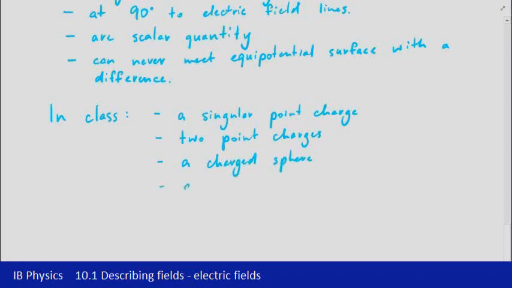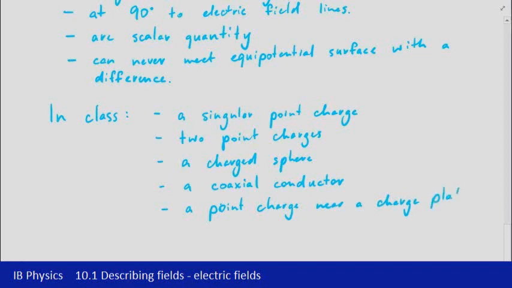Another one that's fairly common is a coaxial conductor. That's basically two conductors, one wrapped around the other. And finally, a point charge near a charged plate. If you want to have a look at these ahead of time, they are in the text, but we will go through them in class and help you to develop your understanding of these ideas.